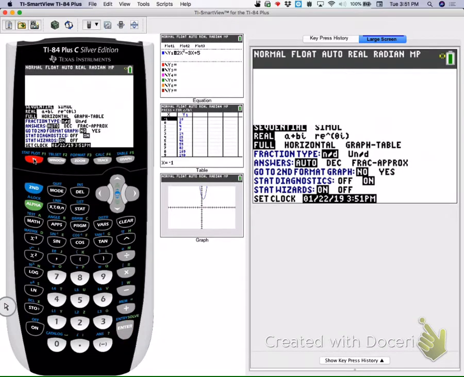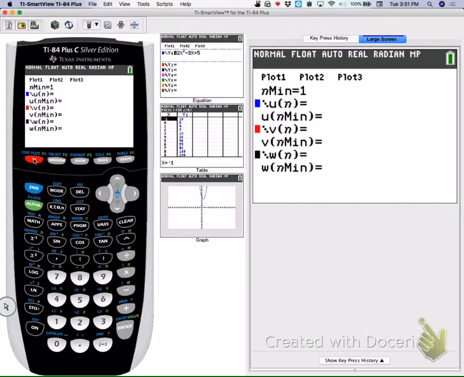Now, when you go to your y equals and you're in sequence mode, it looks a little bit different. So you can actually put 3 sequences in here, a U sequence, a V sequence, and a W sequence. It makes no difference. It's like having Y sub 1, Y sub 2, Y sub 3. That n minimum, you're just going to want that to be 1. We're only going to really be doing that first one. The U, we're not going to put anything in for that n minimum. And depending on your calculator, you may not even have that as an option.